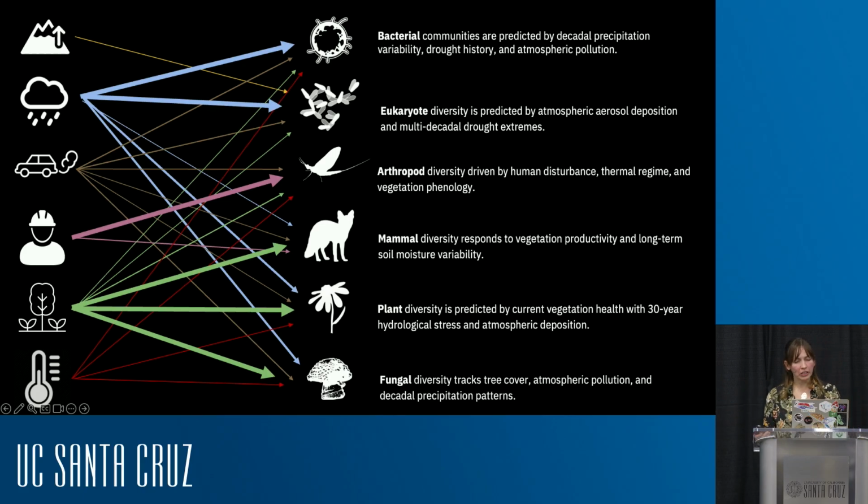Arthropod diversity is largely driven by human disturbance, thermal regime, and vegetation phenology. Mammal diversity, for beta diversity, is responding to vegetation productivity and long-term soil moisture variability. And plant diversity is predicted by current vegetation health with 30-year hydrological stress and atmospheric deposition. And fungal diversity tracks current tree cover, atmospheric pollution, and decadal precipitation patterns. So yes, it's messy and complicated, but we can actually figure out these relationships here, which is exciting.